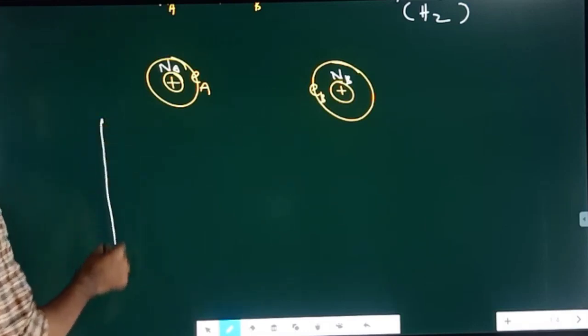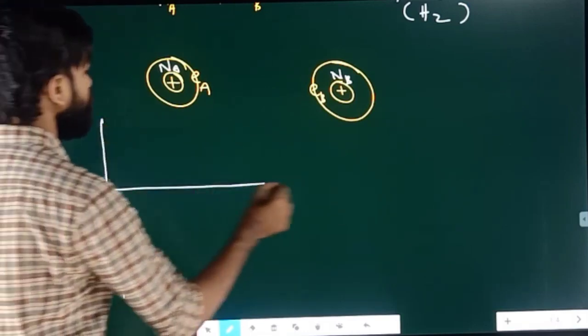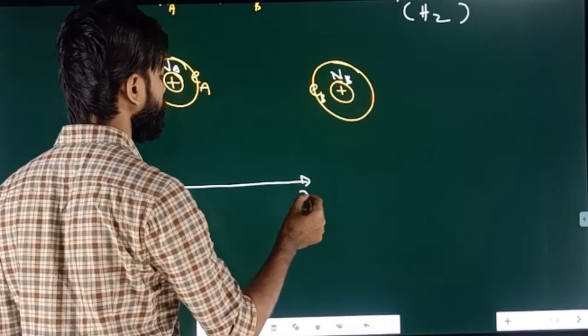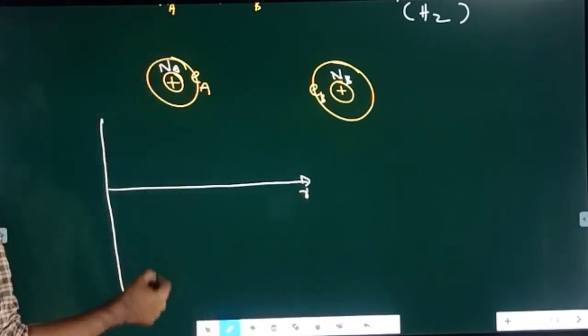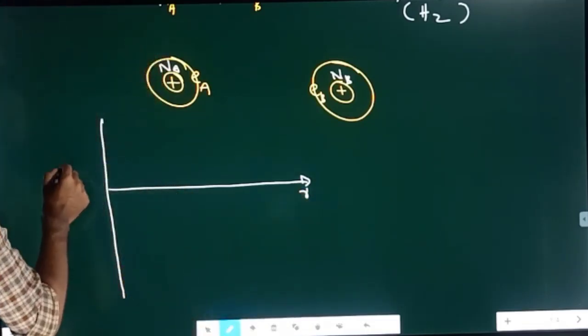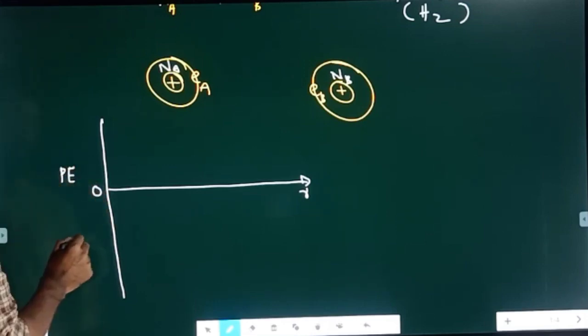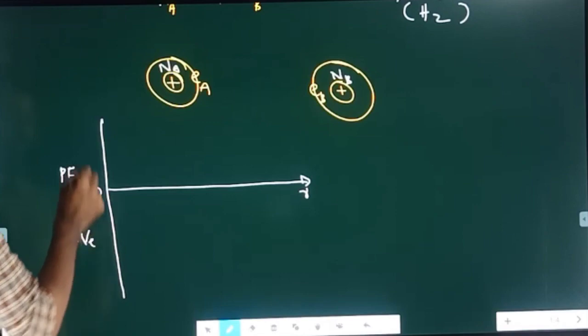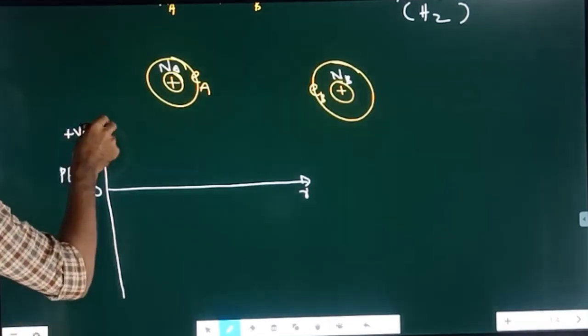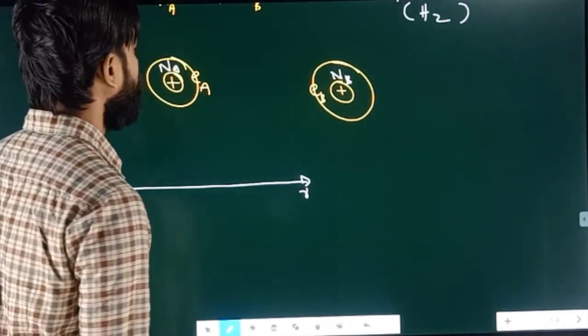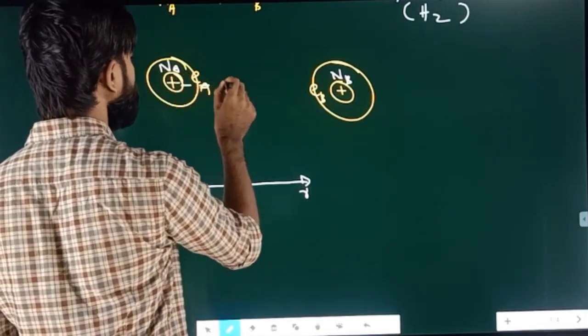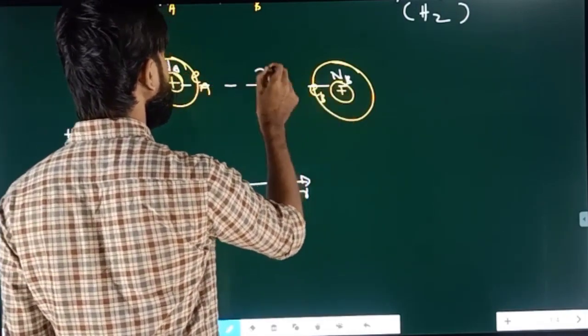Let me introduce that with the potential energy versus internuclear distance curve. R is the internuclear distance, and here is the potential energy. Here the potential energy is zero, here the potential energy is negative, and here the potential energy is positive. So this particular distance is R.